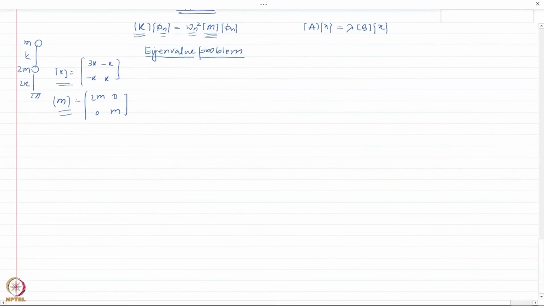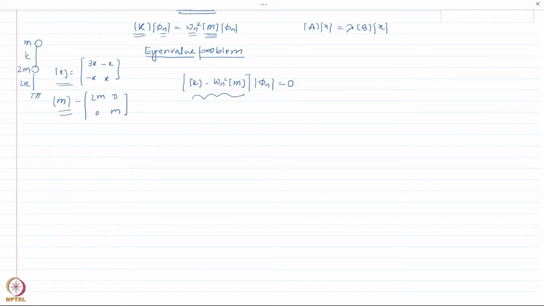Basically, let me rewrite that: K minus omega n square M, times phi n, is equal to 0. Now this would have a non-trivial solution if this term here is equal to 0. So this is like the solution of n simultaneous equations of motion. Because this is homogeneous, one solution could be phi n equal to 0. That is the trivial solution.